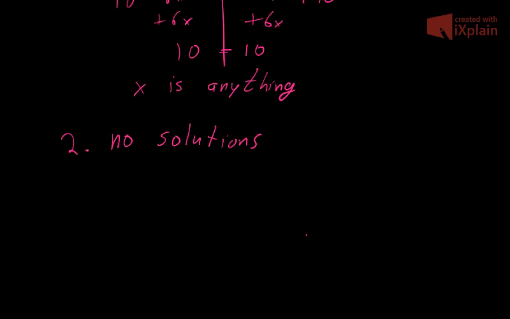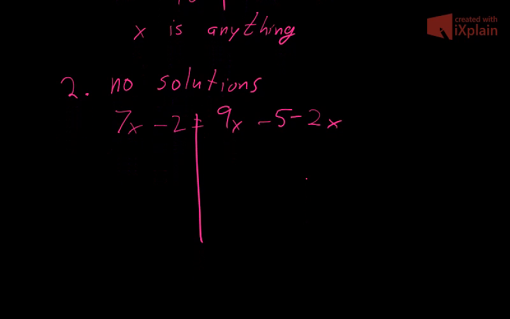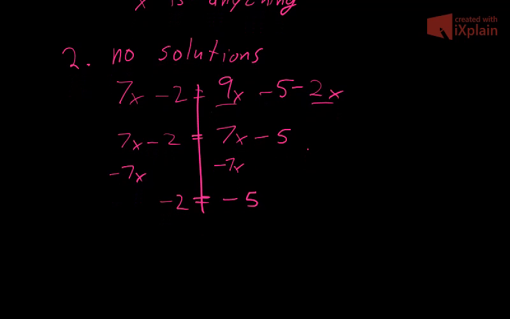It would be if I had something like 7x minus 2 equals 9x minus 5 minus 2x. So I'm going to start off here by simplifying my sides by combining like terms over here. 9x minus 2x is going to give me 7x minus 5 equals 7x minus 2. I can get rid of one of these x's by subtracting 7x. And I get negative 2 equals negative 5, which is weird because it doesn't. This is never true, so x is nothing. There are no solutions.